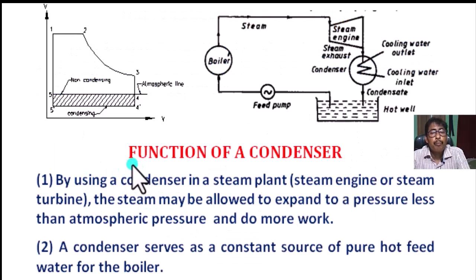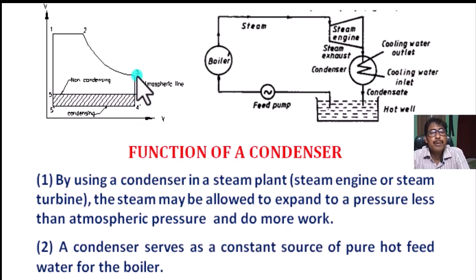Now, function of a condenser. Number 1, by using a condenser in a steam plant, meaning the steam engine or steam turbine, the steam may be allowed to expand to a pressure less than atmospheric pressure and do more work.